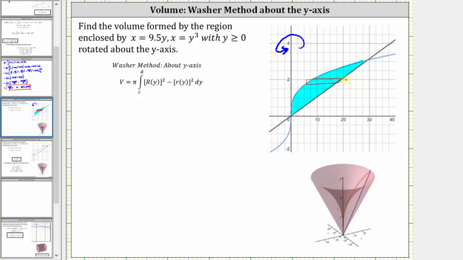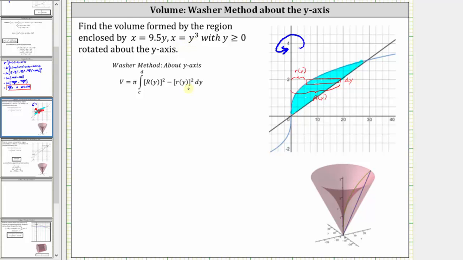Notice the thickness of the rectangle is delta y, which is why we integrate with respect to y. And big R of y is the outer radius, which would be this length here. Little r of y is the inner radius, which would be this length here. We'll notice how big R of y is given by the equation x equals 9.5y. Little r of y is given by x equals y cubed.